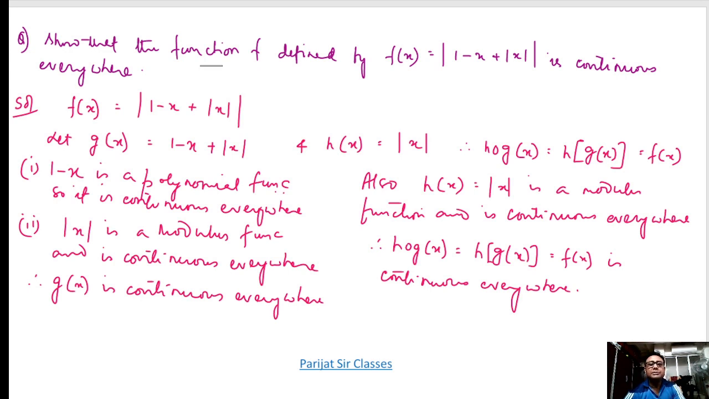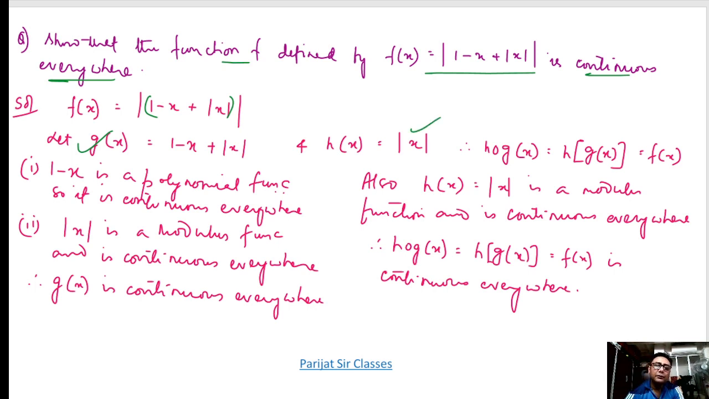Show that this function is continuous everywhere. First of all, you see that here we can have two types of function. One is this function, we call it g(x), and one is the modulus function. There are two types of functions.